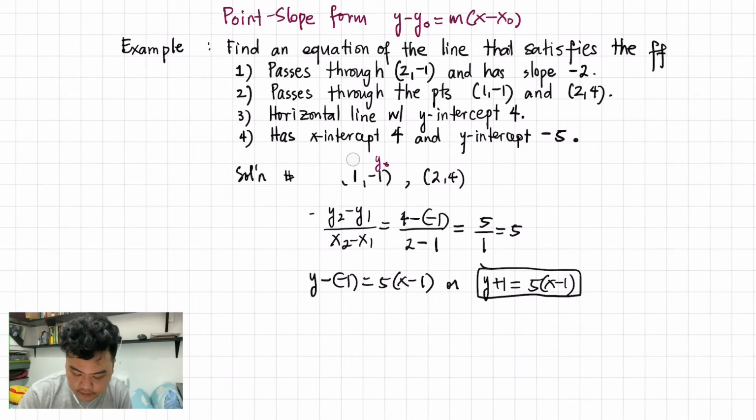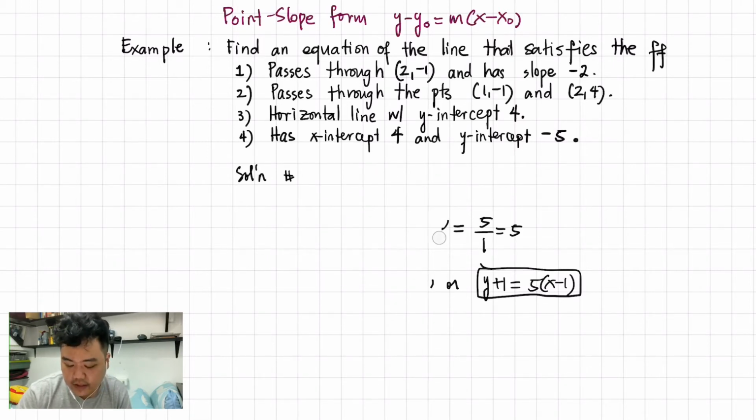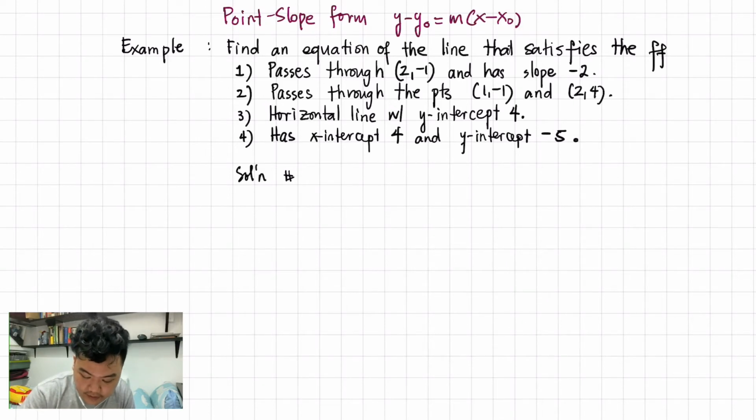Okay, so let's do number 3. Let me just erase this because I need space. Okay, number 3. So, let us give an equation of the line which is horizontal and has a y-intercept of 4.